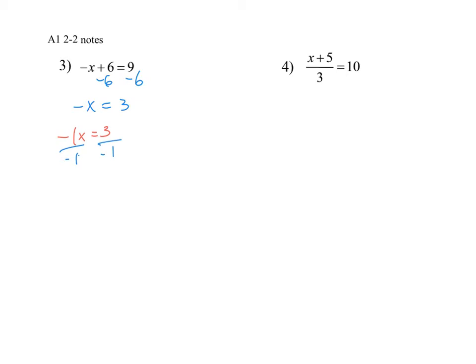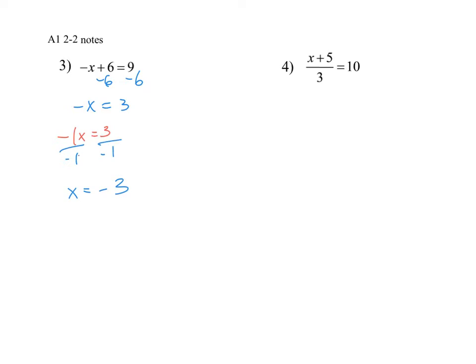All right, so when I do that, I'm going to end up with x is equal to negative, that's supposed to be a negative. It's supposed to look good, so let's get some erasing air. Negative 3. All right, let's move on to number 4.